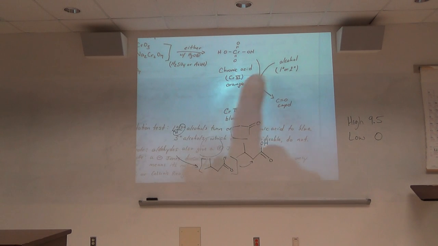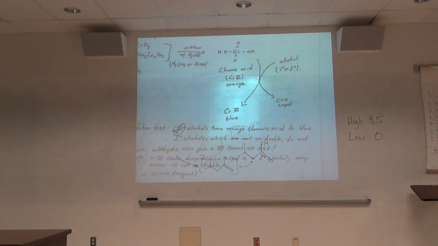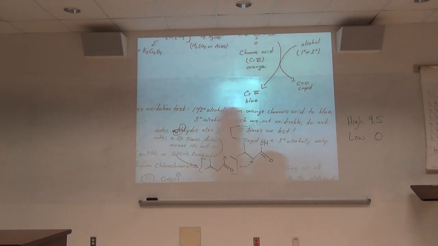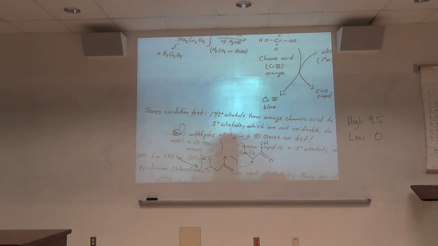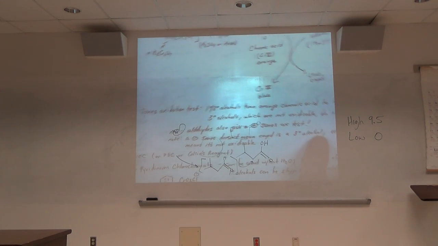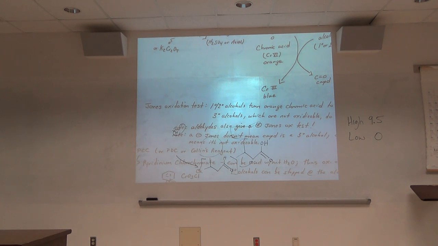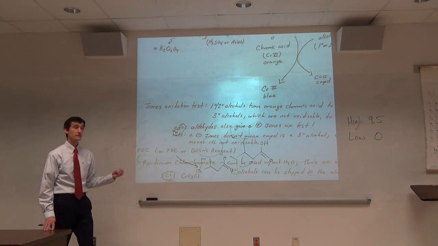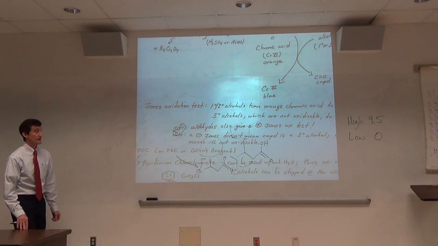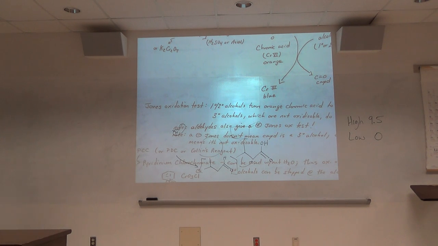So we look at some of the redox, chromium. Color change can be used as a test. What type of alcohols give a positive Jones oxidation test? Positive means you get a color change, like something happened. Primary and secondary. Tertiaries do not, because tertiaries can't be oxidized, and thus tertiary alcohols can't serve as reducing agents.